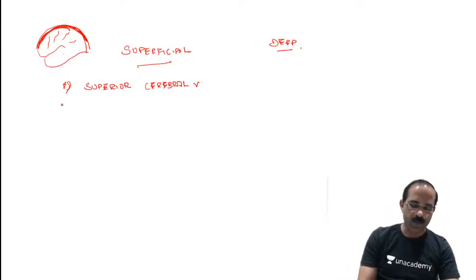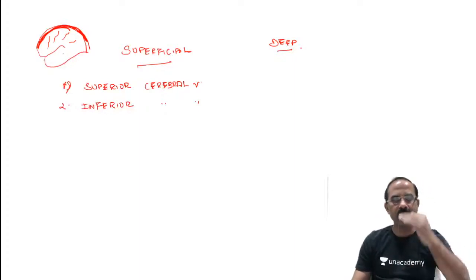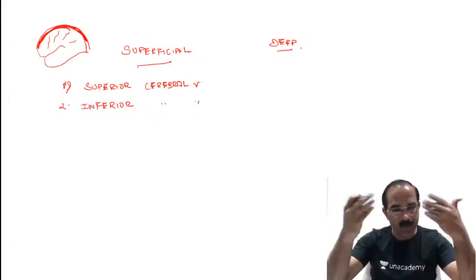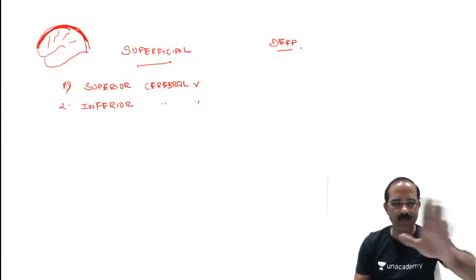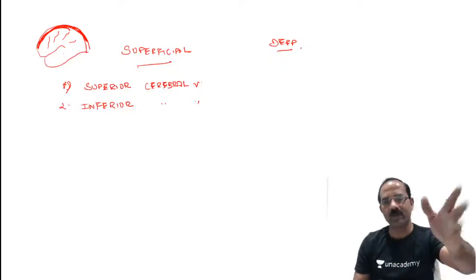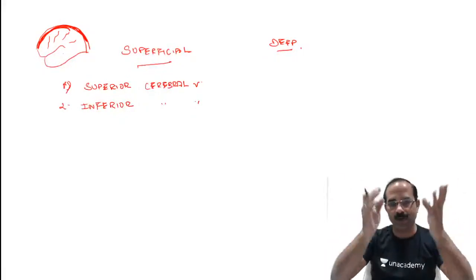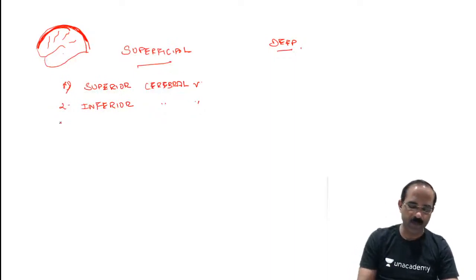That's the first vein. Second, inferior cerebral vein. Now what will these inferior cerebral veins do? They will drain the inferior surface of the brain. They would open into the cavernous sinus and the sigmoid sinus. You can write that. I'm not writing. So the inferior cerebral vein drains the inferior surface of the brain. They open into the cavernous and the sigmoid sinus.